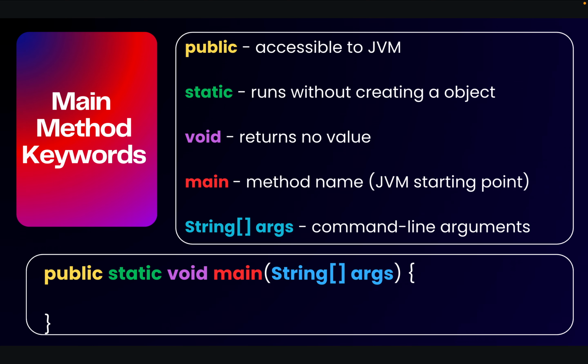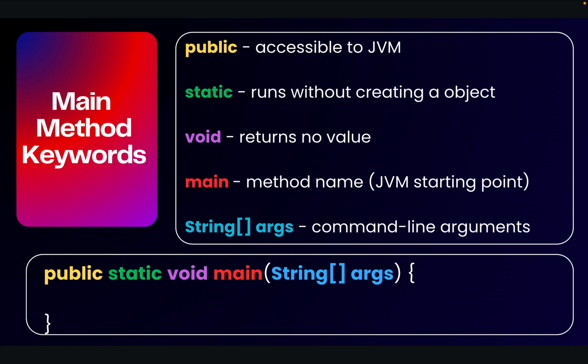So here are the components of your main method, just to give you an idea. You'll be working with it, so just so you understand what's going on and what it is. The first part of the main method is public. Public means that it's accessible to the JVM. Remember, the JVM is our Java virtual machine, which is responsible for running the code. So when you say public, you're saying, hey, JVM, you can run me. That's basically what it's saying.